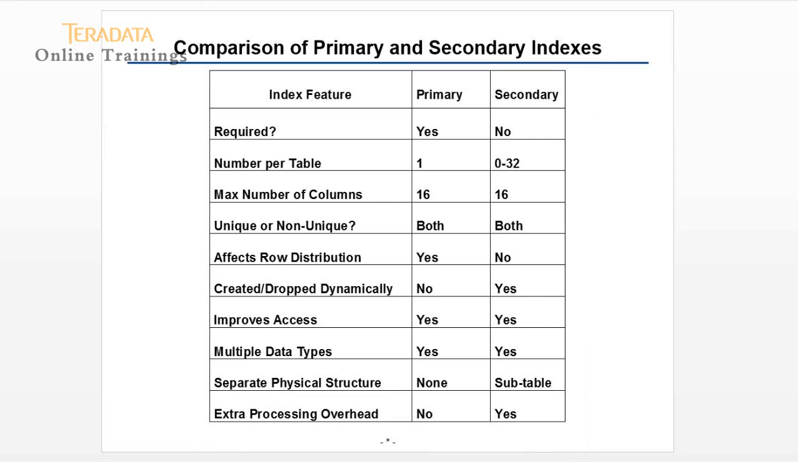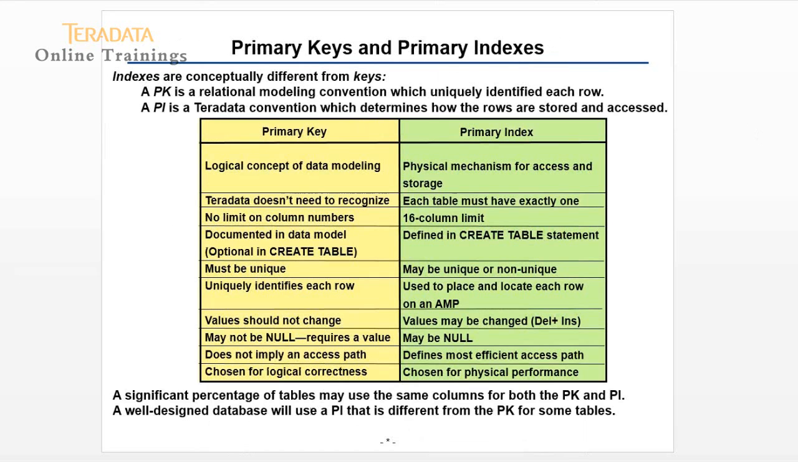And here is the difference between primary key and primary index. Primary key is actually a logical concept of data modeling, whereas primary index is a physical mechanism for accessing data. Primary key is used as a relational modeling convention to identify the key. Primary index is a Teradata convention which determines how the rows are stored and accessed. Because in Teradata we don't have the concept of primary key, we are using primary index here. In Oracle, you might see the primary key have the key role, but here it's primary index.